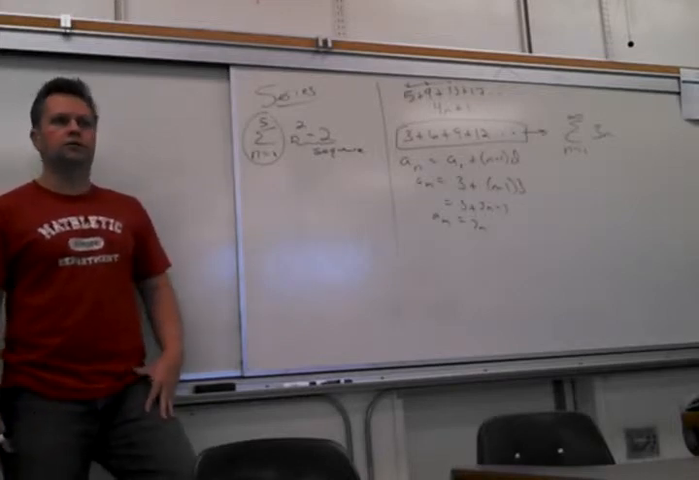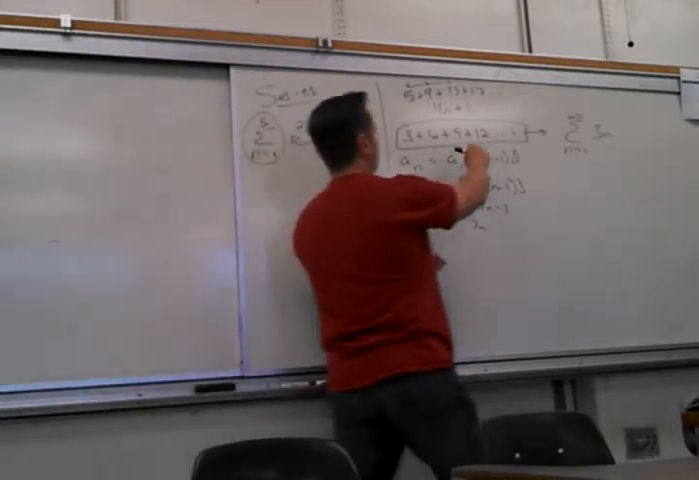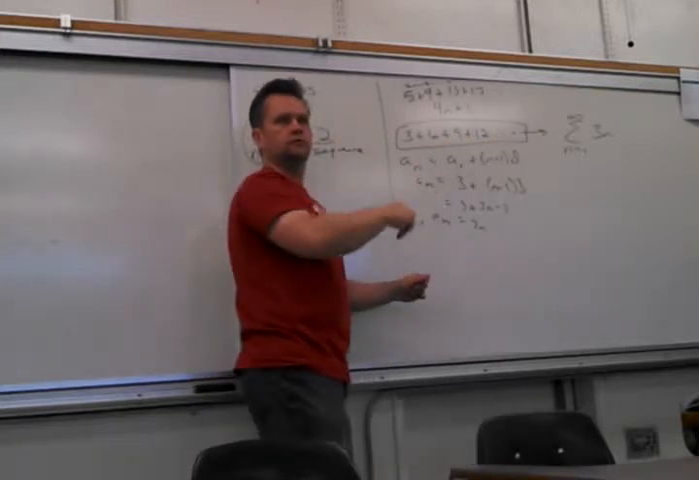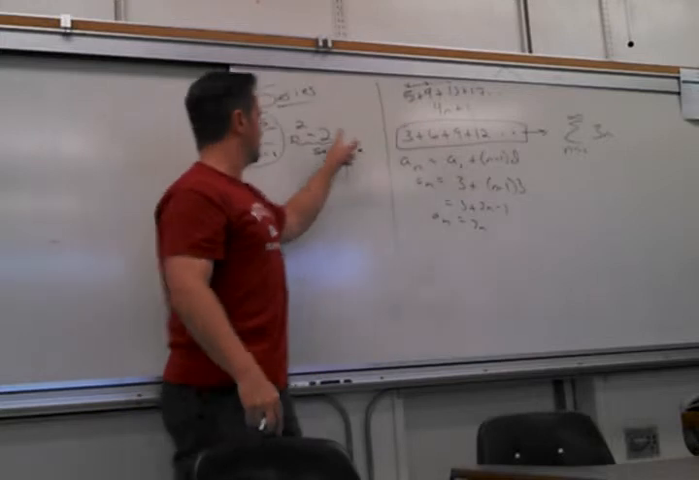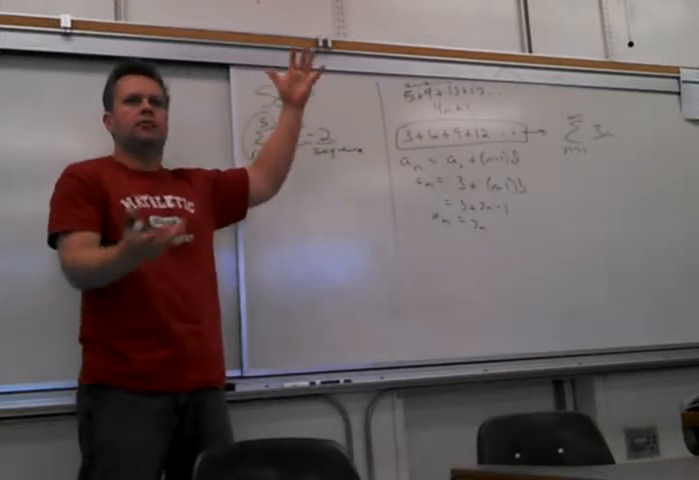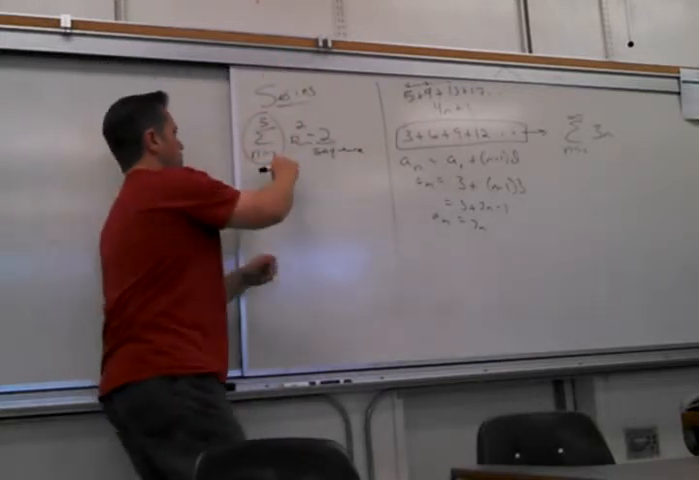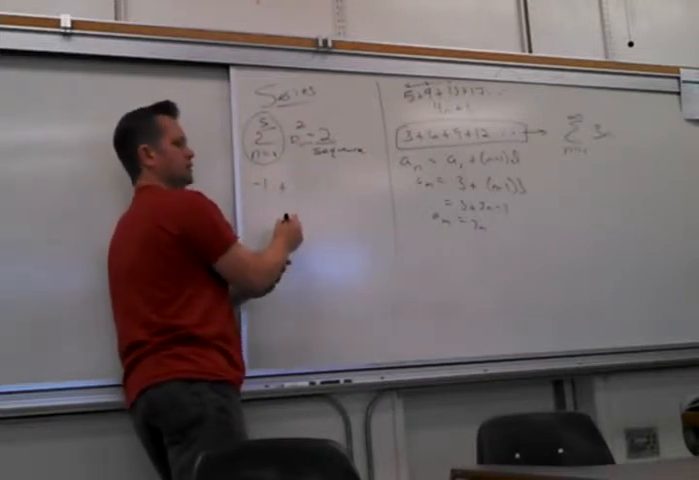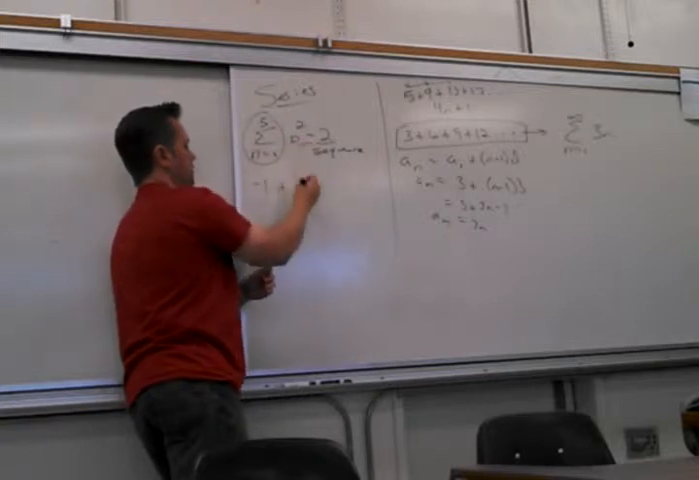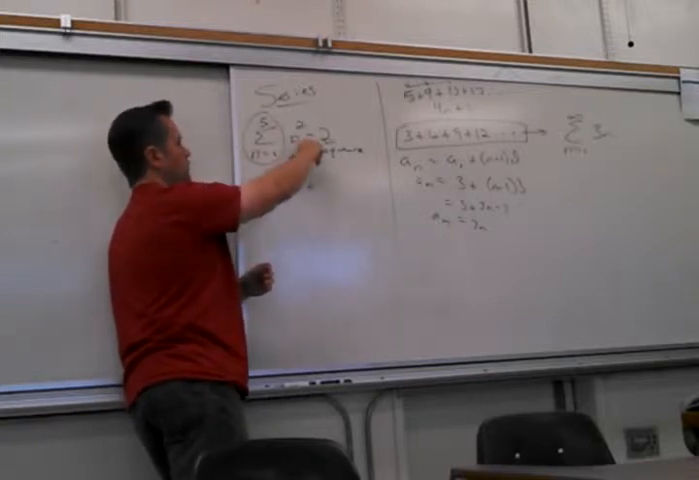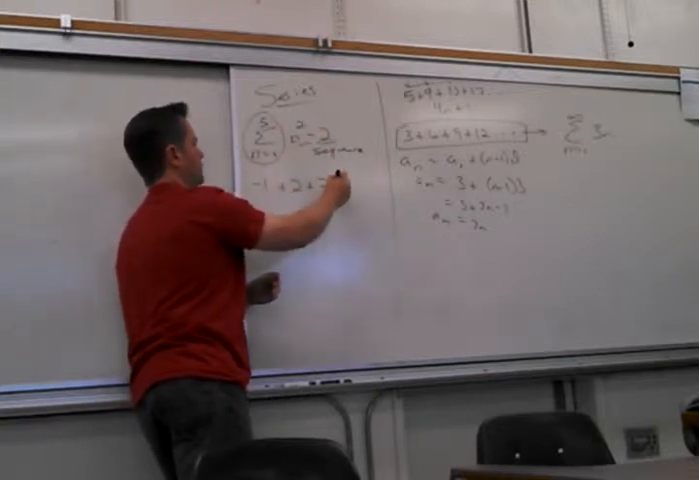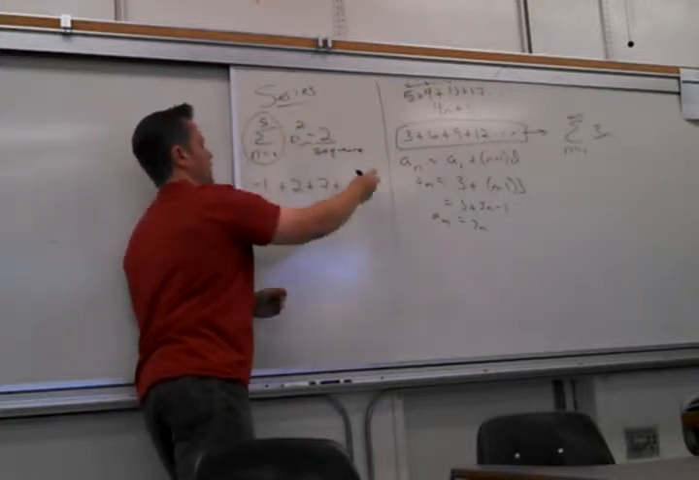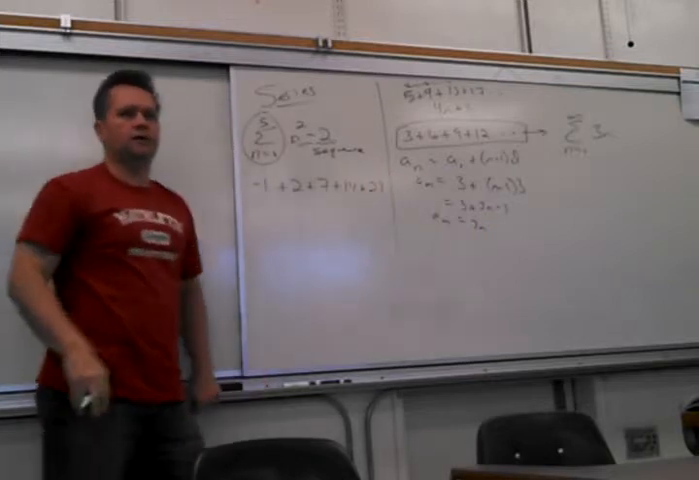So how do I do this? Why was that easy? If I wanted to do from n equal 1 to 4, I just add these things up, right? Well, this time I gave you this, so how do you get the numbers that I'm adding up? Plug in. So plug a 1 in, you get -1 plus. When n is 2, you get 2 plus. When n is 3, you get 7 plus. When n is 4, you get 14 plus. When n is 5, you get 22.